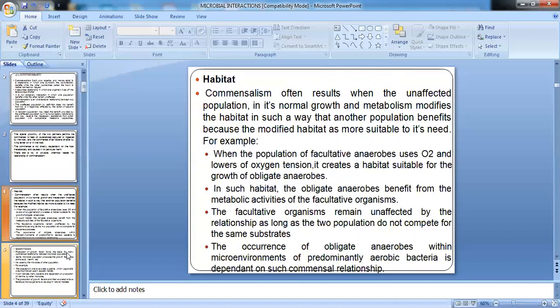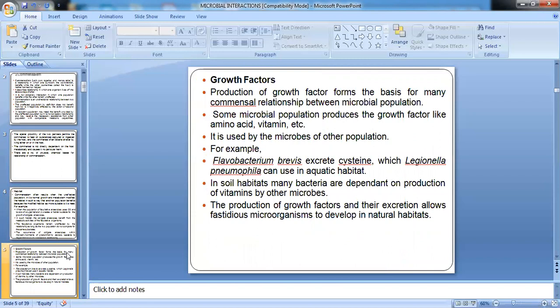A second example which we see in commensalism is production of growth factors. Many organisms, during their growth and metabolic activity, excrete certain substances. These excreted substances may be growth factors which will be required by the other organisms. The production of growth factors forms the basis of commensalistic relationship between the microbial populations. Many microbial populations produce growth factors like amino acids, vitamins, etc.